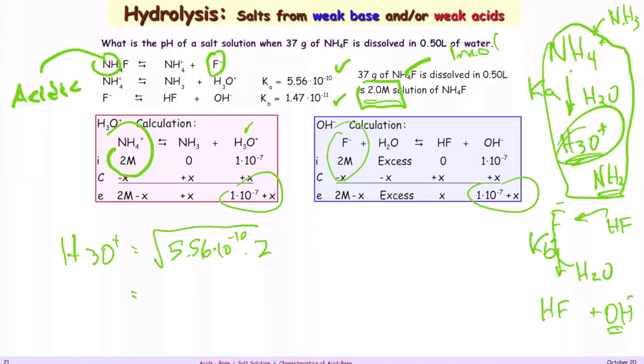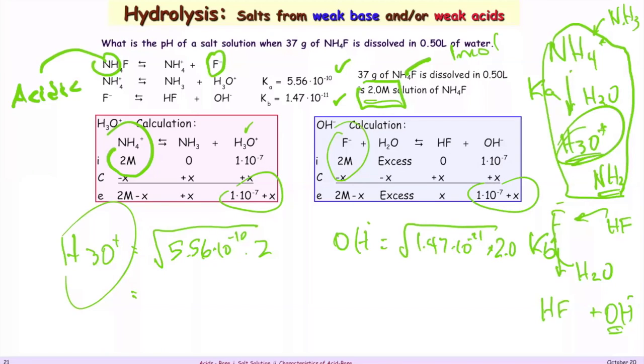You notice I'm just going straight to the shortcut. I don't need this ICE table because look at those equilibrium constants. They're very, very small. Look at the initial concentration, 2 molar. That's pretty high. So I can just go to the simplifying assumption. Here I can do the hydroxide ion concentration. That's equal to the square root of the Kb, which is 1.47 times 10 to the minus 11 times 2 molar. And you'll find out that the hydronium ion is a bigger number just because 5.56 times 10 to the minus 10 times 2 is going to be bigger than 1.47 times 10 to the minus 11.